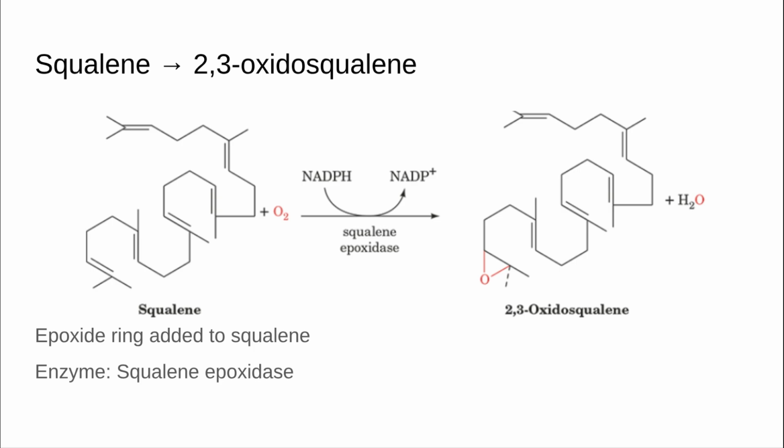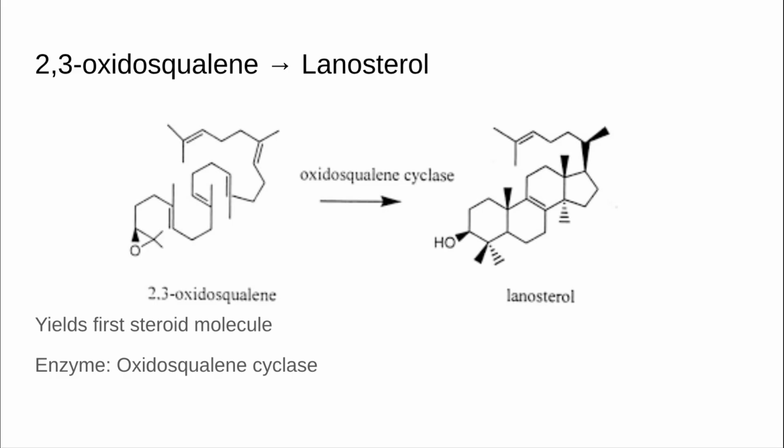Squalene is then converted into 2,3-oxidosqualene with the addition of an epoxide ring. And this is catalyzed by squalene epoxidase. 2,3-oxidosqualene is then converted into lanosterol, which is the first steroid molecule and yields the classic steroid ring.